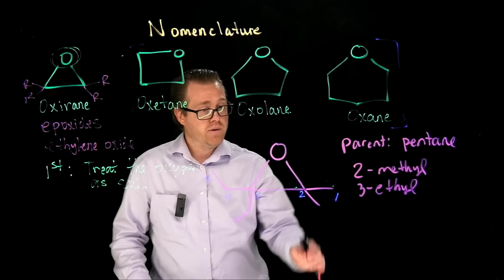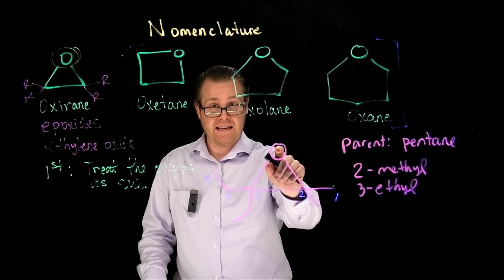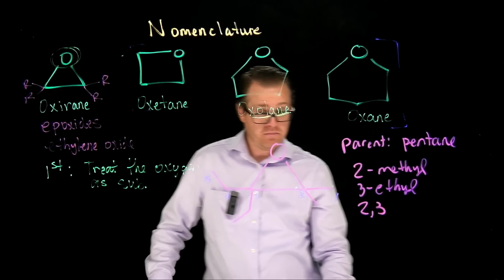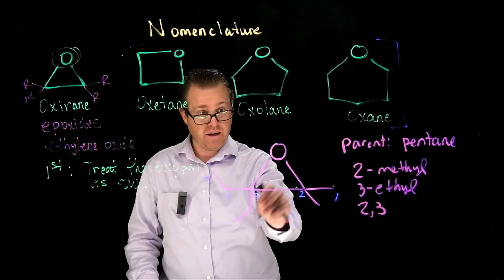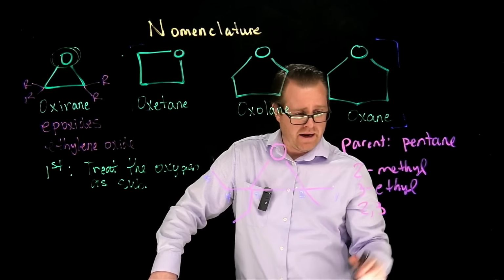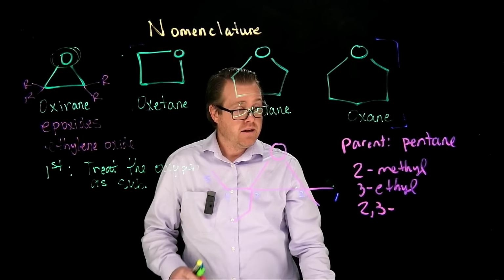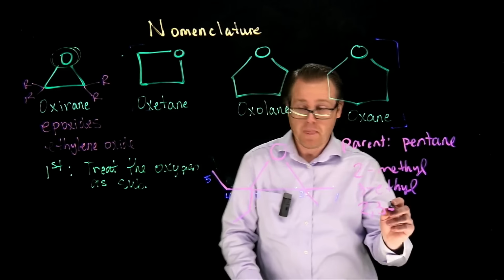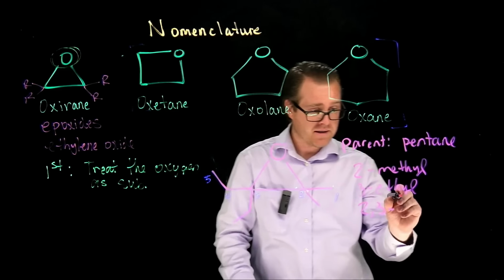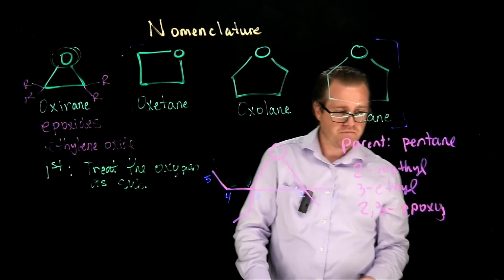And then we see that at carbon 2 and at carbon 3, we're connected to an oxygen. And so that's a 2,3, that carbon 2 and carbon 3. That's where the oxygen is located. And the way that we describe that is we call that right there, that epoxide, we call it an epoxy, like so.